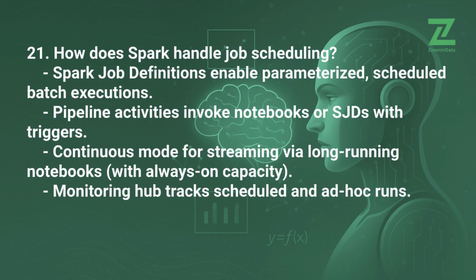21. How does Spark handle job scheduling? Spark job definitions enable parameterized, scheduled batch executions. Pipeline activities invoke notebooks or SJDs with triggers. Continuous mode for streaming via long-running notebooks, with always-on capacity. Monitoring hub tracks scheduled and ad hoc runs.